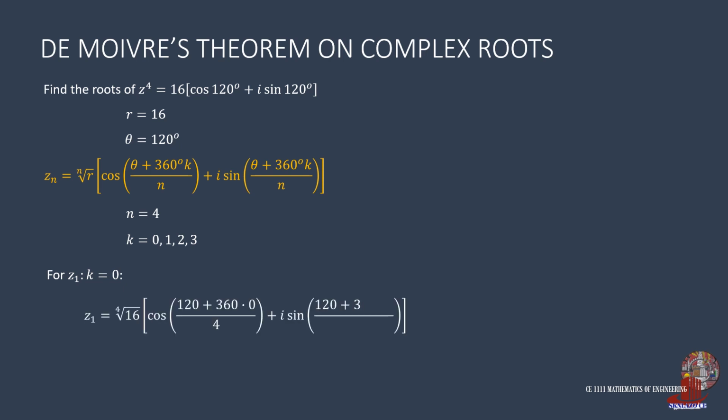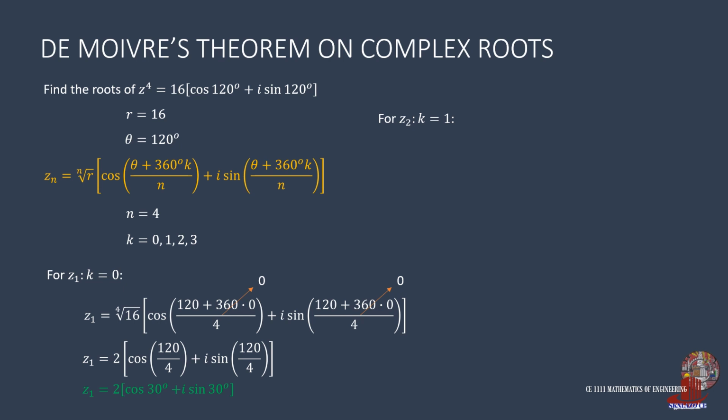z1 is the fourth root of 16 times cosine of 120 plus 360 times 0 over 4 plus i sine of 120 plus 360 times 0 over 4. The second term is just 0, making the argument only 120 over 4. So z1 is 2 times cosine of 30 plus i sine of 30 degrees.